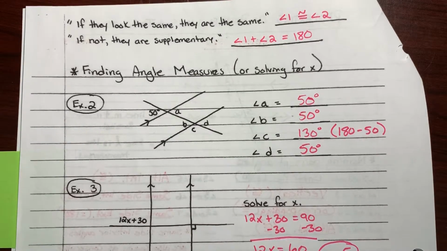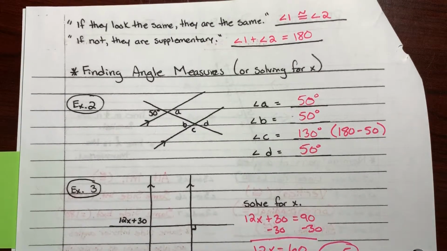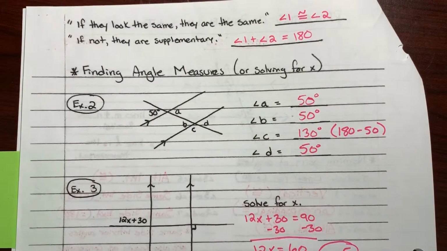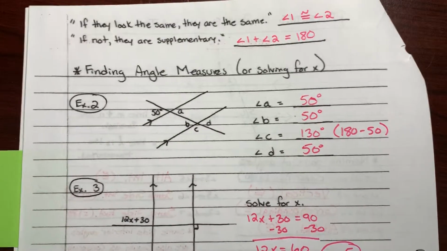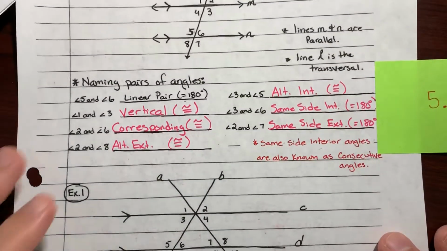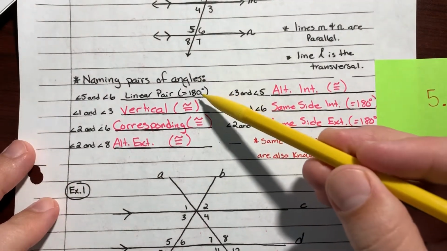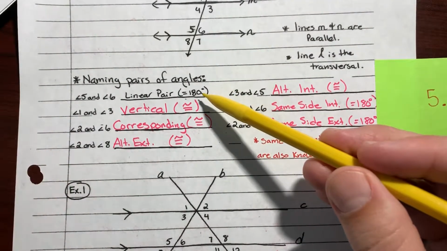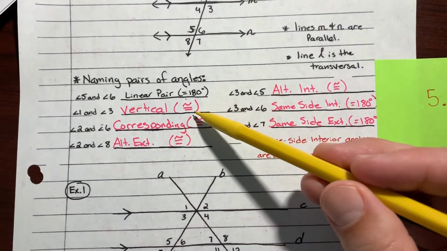Okay, so jumping to the second page of lesson 5.2, we're no longer talking about the names of the angles, but now starting to talk about their measurements and how they relate to each other. So back here on the names, I put a little symbol next to it saying whether they were supplementary angles, or in other words, they add up to 180 degrees, or whether they were congruent, meaning they're the same exact measure.